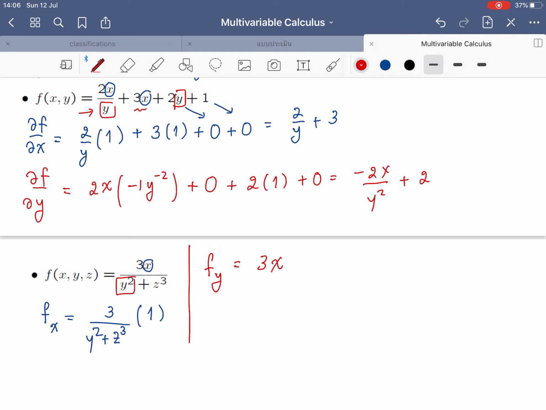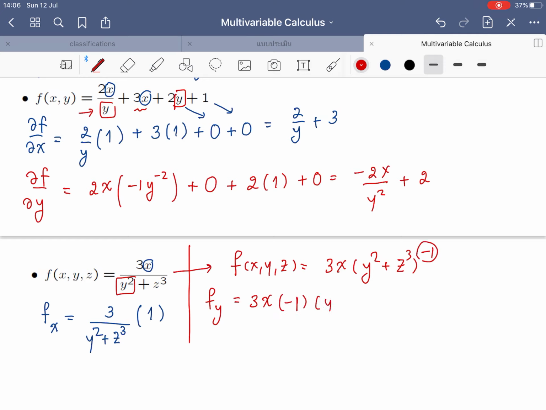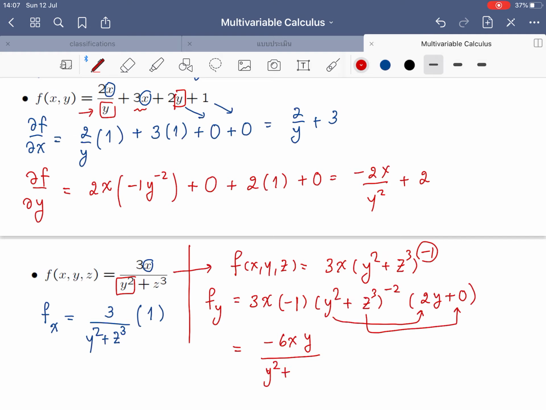So you are going to find a derivative of what? Let's see, it can be written as f of x y z equals 3x times y squared plus z cubed raised to the power negative 1, right? So to find f sub y, the 3x has nothing to do, and this one you use a chain rule to have negative 1, y squared plus z cubed raised to power negative 2, and then a derivative of the inside with respect to y, so you have 2y, but then this z is a constant, so you got 0. Or you can simply do a multiplication to have negative 6xy over y squared plus z cubed raised to power 2. Okay.